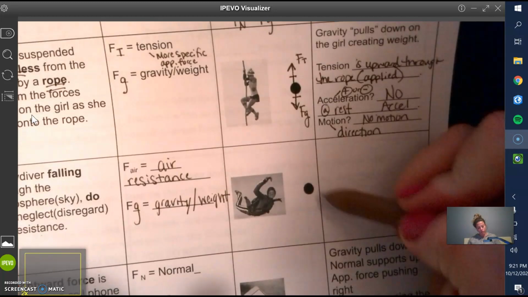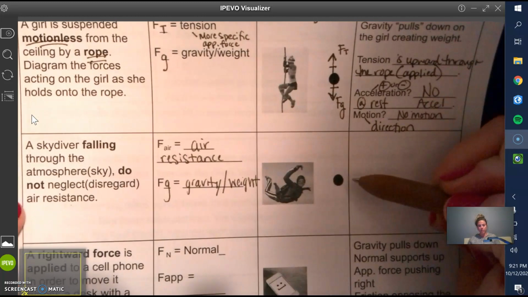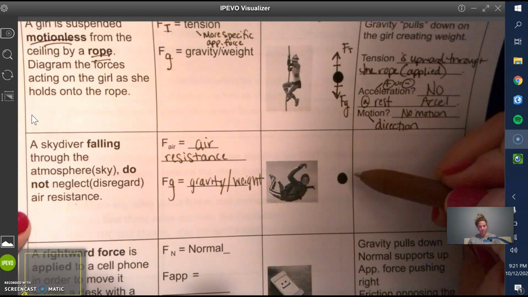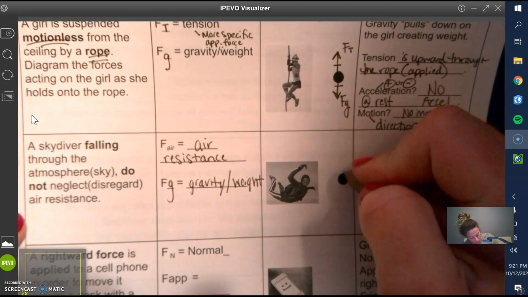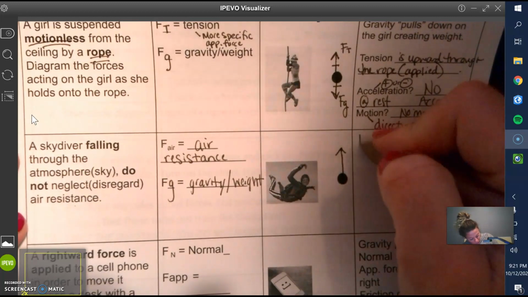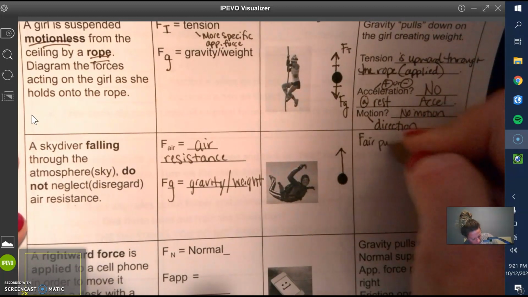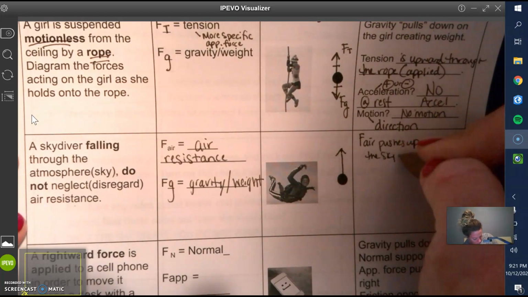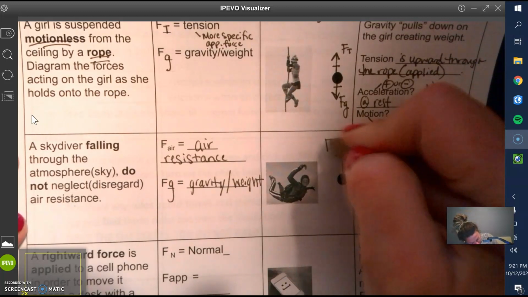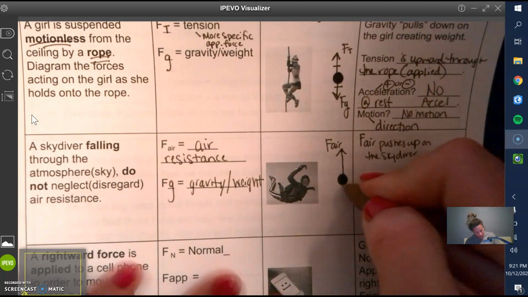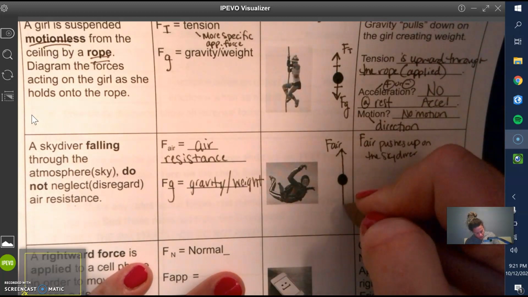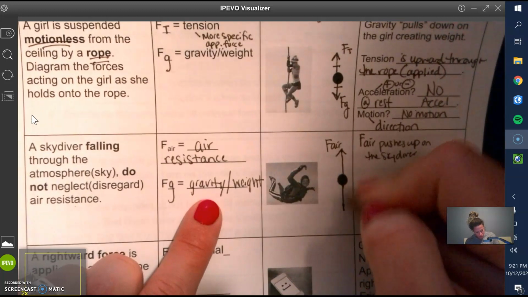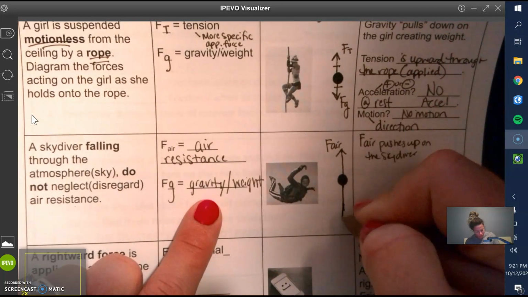Okay, so if we were to draw the free body diagram, could you do that right now? I think so. I think you could. So air resistance pushes up, right? F of air pushes up on the skydiver. And so that's F air. And then down, we've got gravity. Okay, so I'm going to make this interesting.